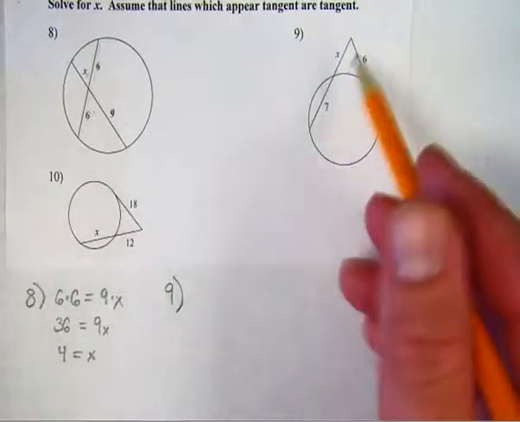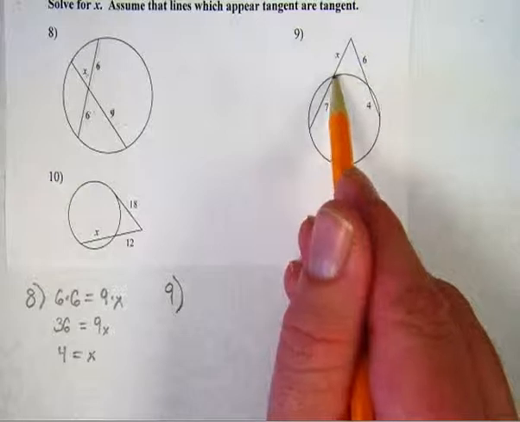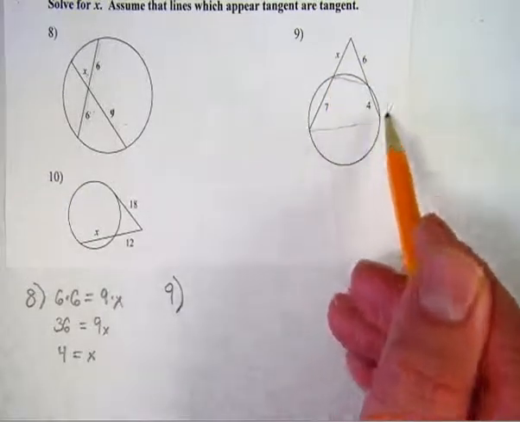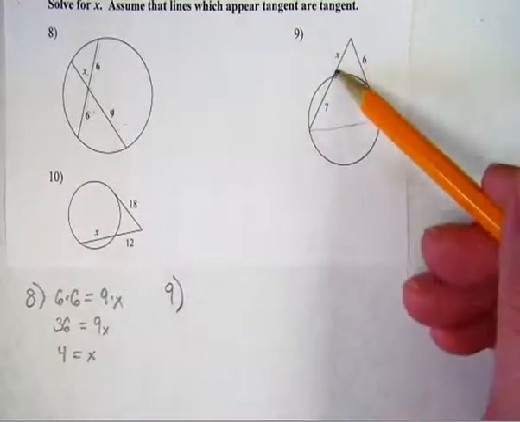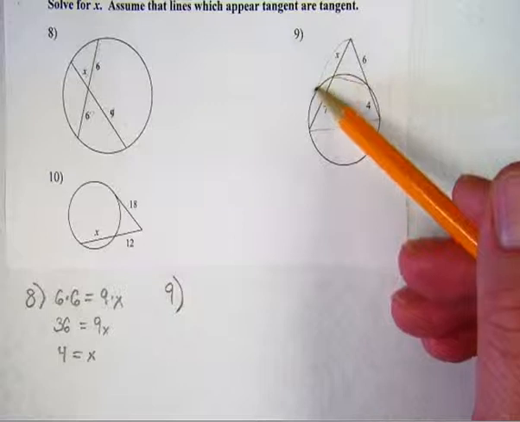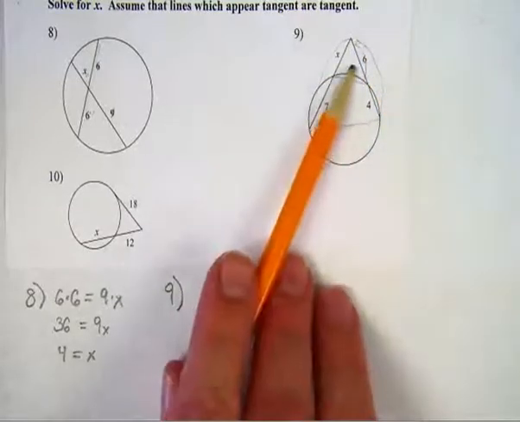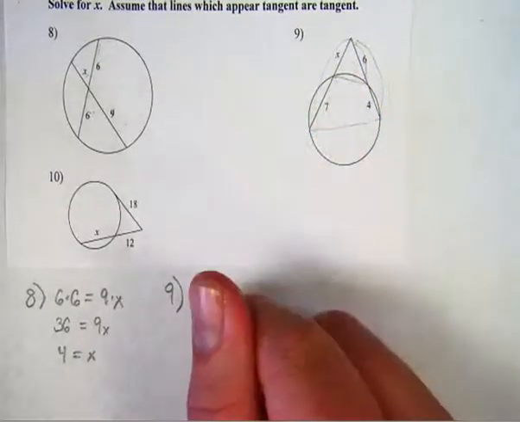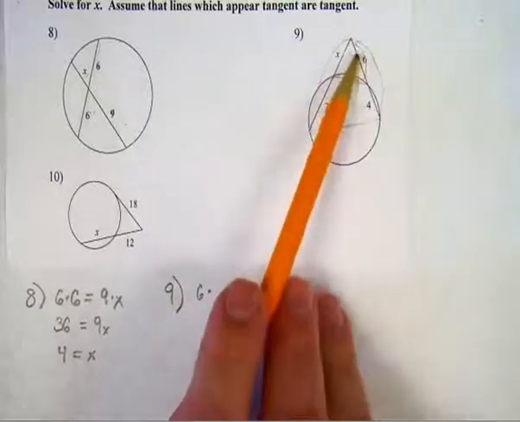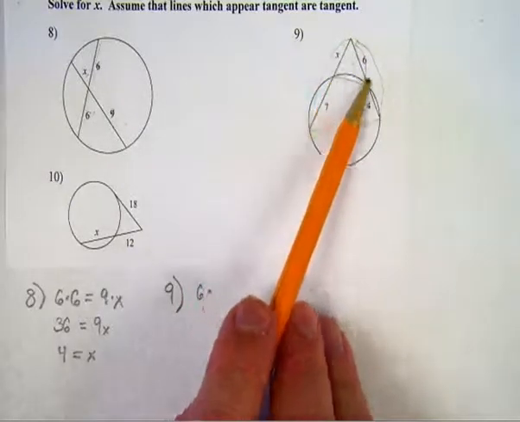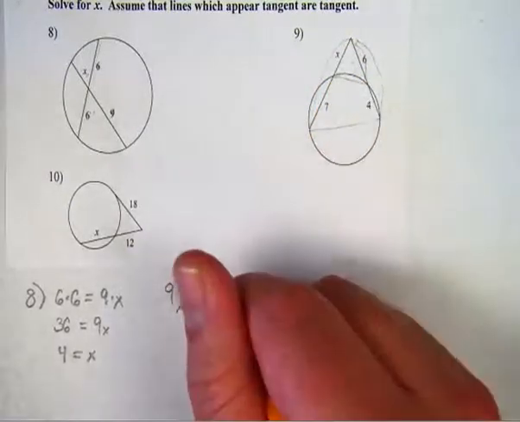Alright, so for this one, since our similar triangles are here and here, we have to take the smaller one times the larger one. Smaller one times the larger one. So I'll start over here. I take my smaller side, 6 times, and then I have to add those together to get this whole thing. 6 plus 4 is 10.